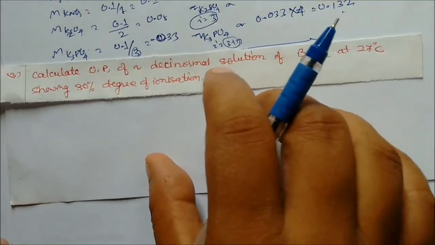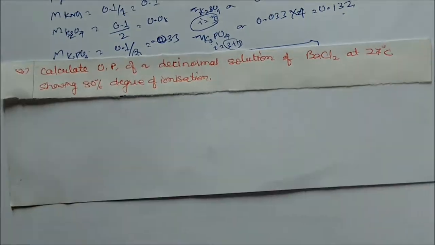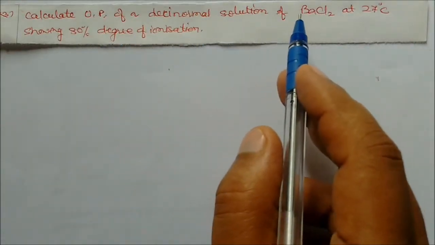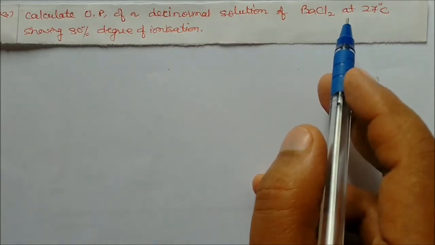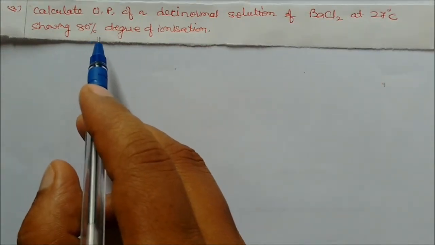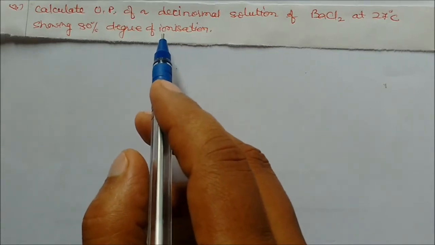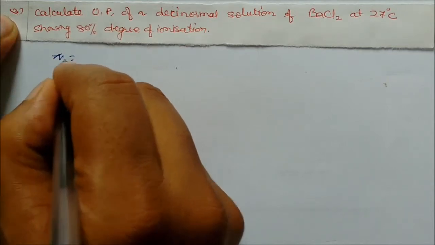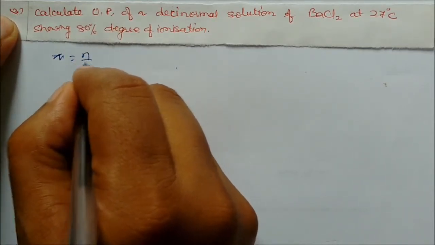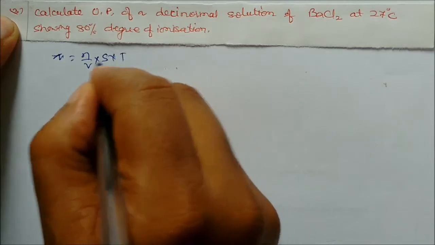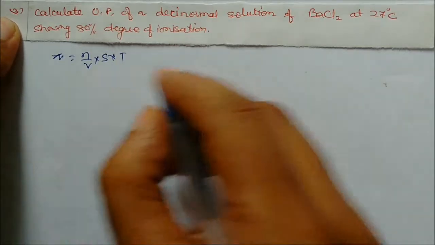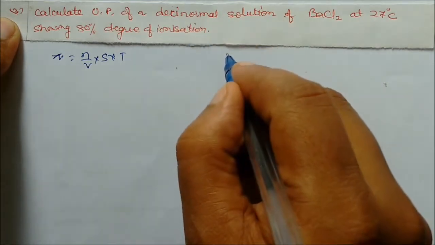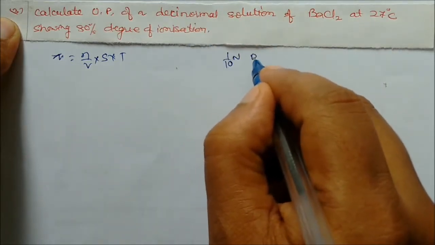Again, so we will see here. In this, calculate the osmotic pressure of decinormal solution of barium chloride at 27 degrees centigrade, showing 80% degree of ionization. So again, it is a simple problem. We can see here pi equals n by V into S into T. n by V is nothing but the concentration. This is barium chloride, and decinormal they have given, 1 by 10. Decinormal means 1 by 10 normal of barium chloride.